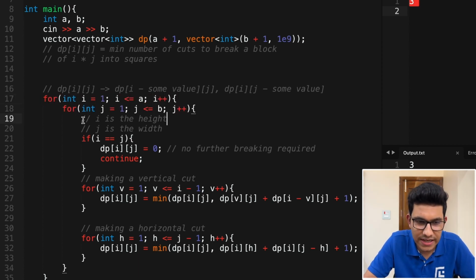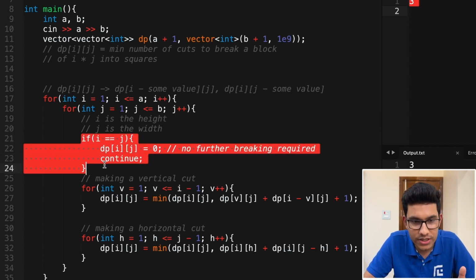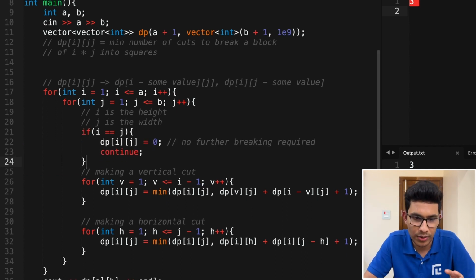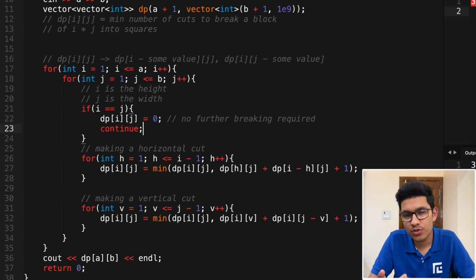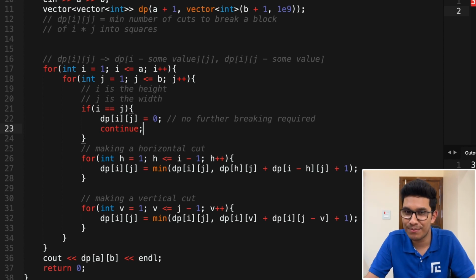So what I'm saying here is that i is the height and j is the width. Now if i equals j, this was our base case, right? dp of i comma i has to be equal to 0. No cuts are required. So this is what I'm doing. If i equals j, if the height is equal to the width, then no further cuts are really required. So dp of i comma j is 0. All right, so next, you can make a vertical cut or you could make a horizontal cut. You would try out all the possible cuts and just take the minimum of these, right?